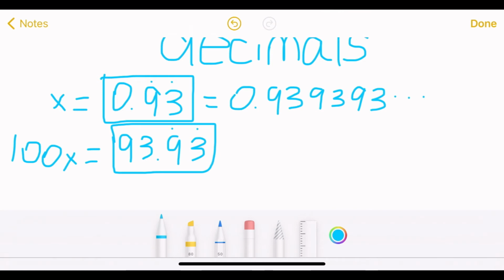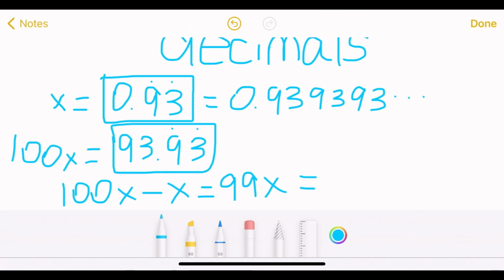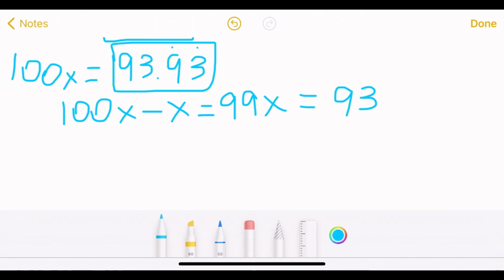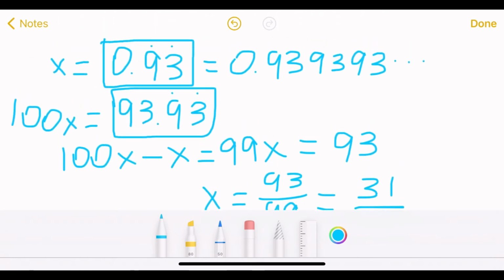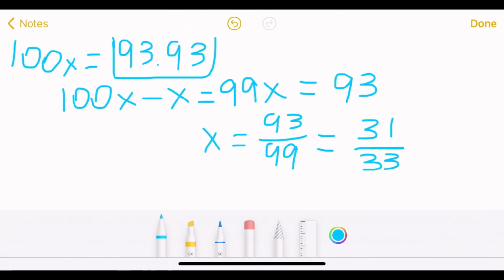What if I do 100x minus x? Then I will end up with 99x. And this 99x would equal 93.93 repeating minus 0.93 repeating. And since after the decimal point, the two numbers equal, what I will get left is just 93. Yeah, now I know 99x equals 93. Finding x is so simple. On the next line, 99x equals 93, x equals 93 over 99. After I simplify that, divide both top and bottom by 3, I will get 31 over 33. And that's done. I have successfully converted the recurring decimal 0.93 repeating into a fraction, 31 over 33.